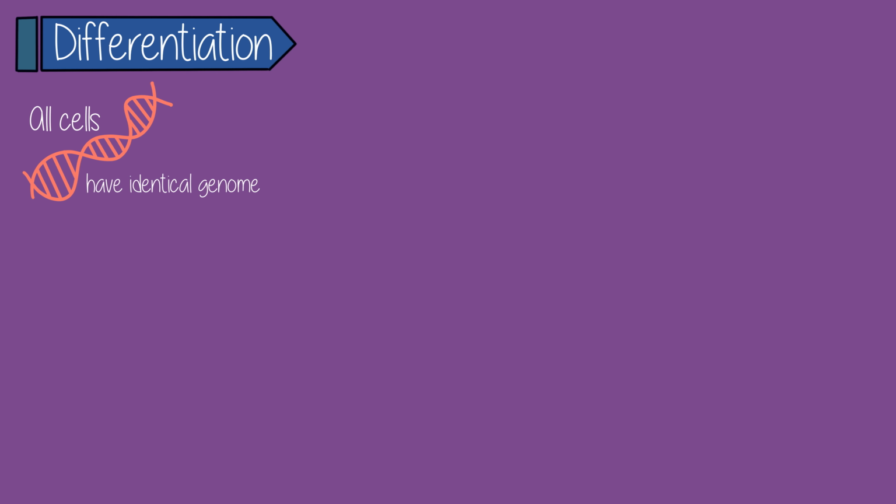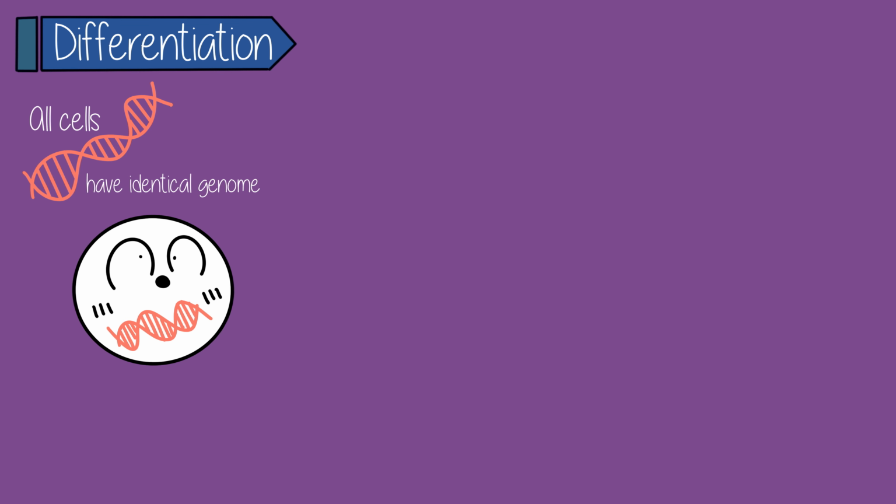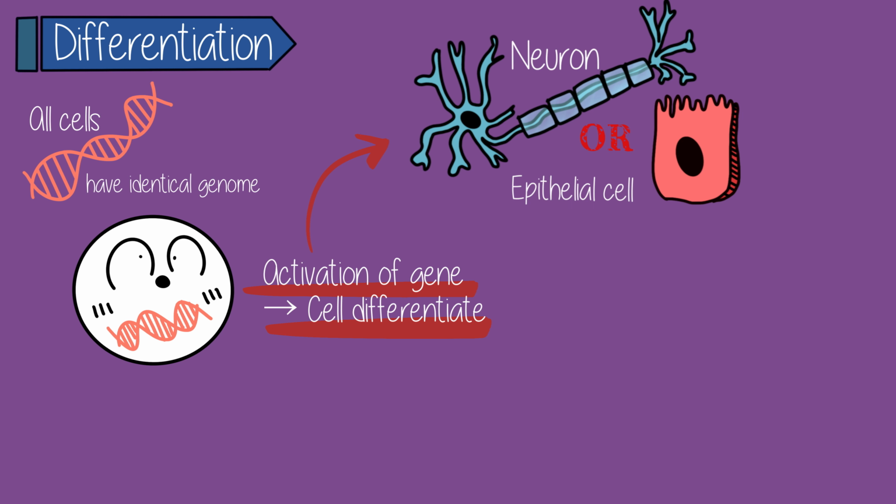All cells share the same identical genome in an organism. The activation of different gene sections give chemical signals and allows cells to differentiate, which means identical cells can become two distinct cells, one as a neuron or another as an epithelial cell.